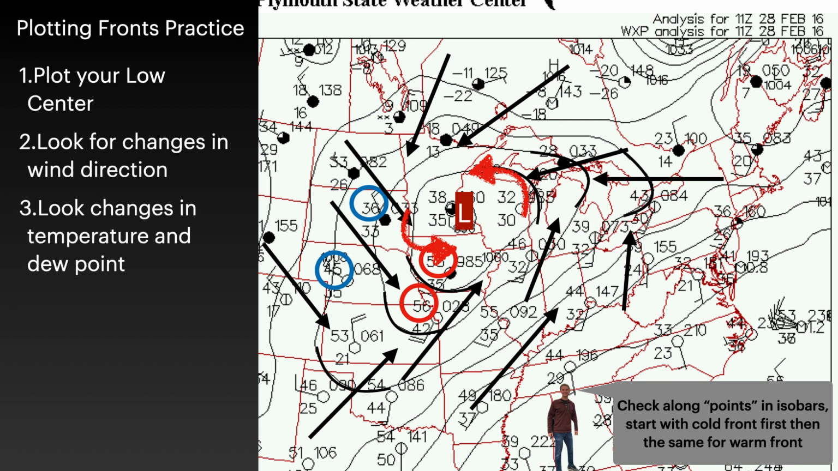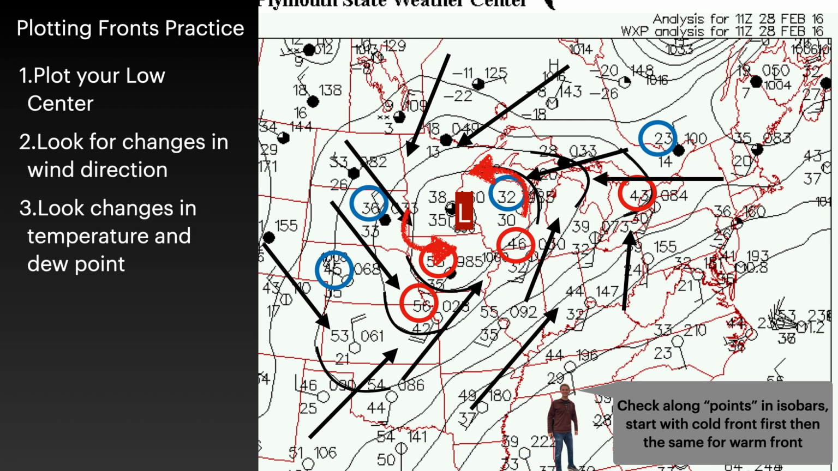I'm also going to do the same thing when I plot my warm front. So I'm going to look over to the right side. I have a 23-degree temperature here and a 43-degree temperature here, and I know that my warm front will be somewhere in between there. Lastly, I have a 32-degree temperature in Wisconsin and a 46-degree temperature down below, so again, a drastic change or increase in the temperature.